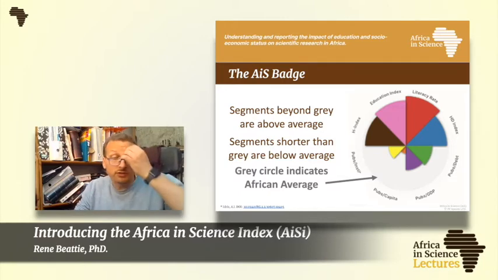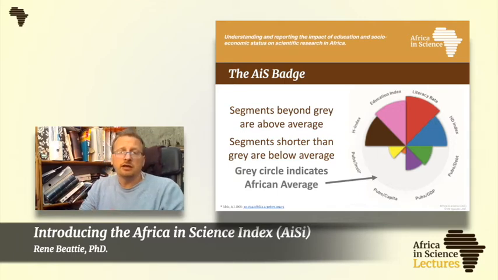unpack it. First of all, we can see there's a number of colourful wedges and segments. These represent each of the factors that we've used to calculate the index, and each segment is named clearly. It might not be clear in this video, but when you view it online, it'll be very easy to read.